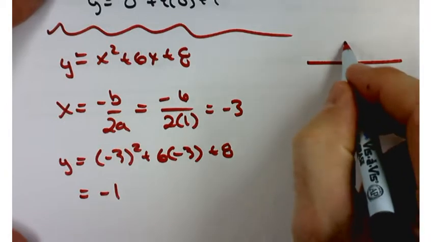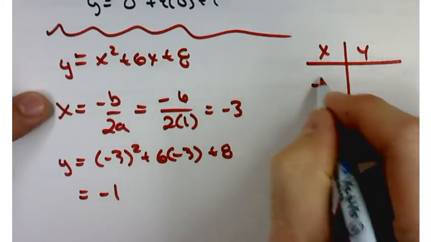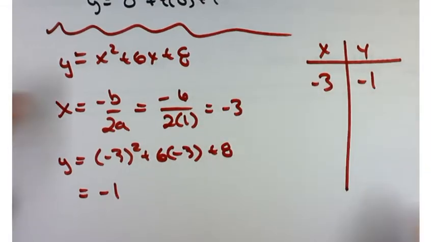Let's keep track of things over here in a little t-table. So at -3, I get -1 for my vertex. So negative 3 and negative 1. Let's get a couple other points, some easy points.